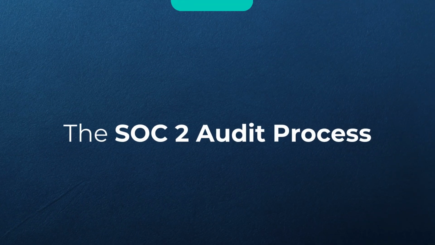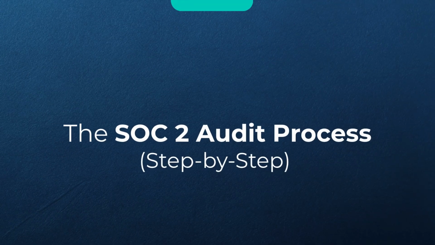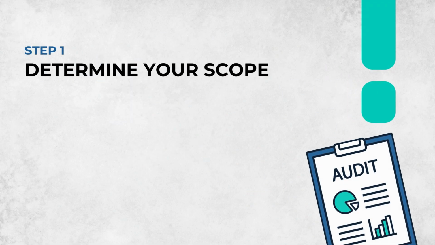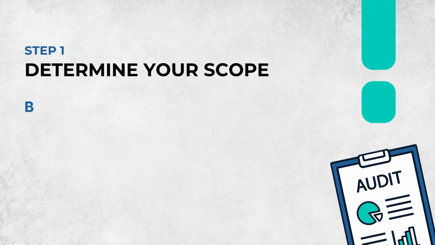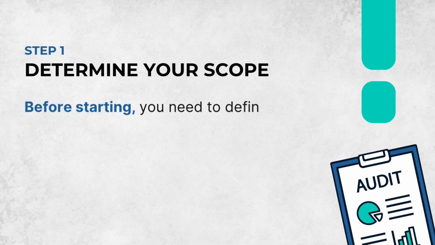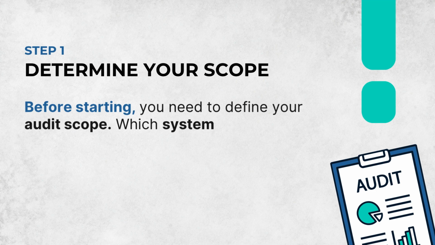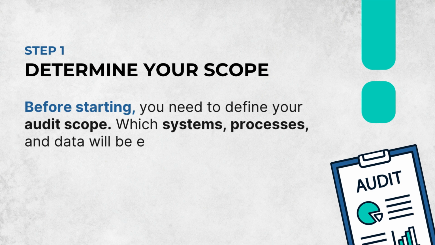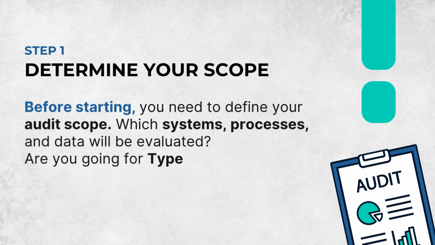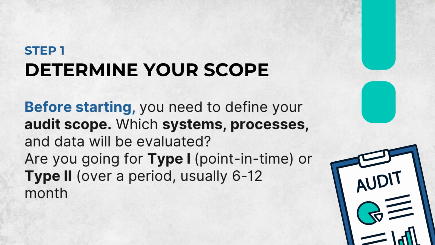The SOC 2 audit process, step by step. Step 1. Determine your scope. Before starting, you need to define your audit scope. Which systems, processes, and data will be evaluated? Are you going for Type 1, point in time, or Type 2, over a period, usually 6 to 12 months?